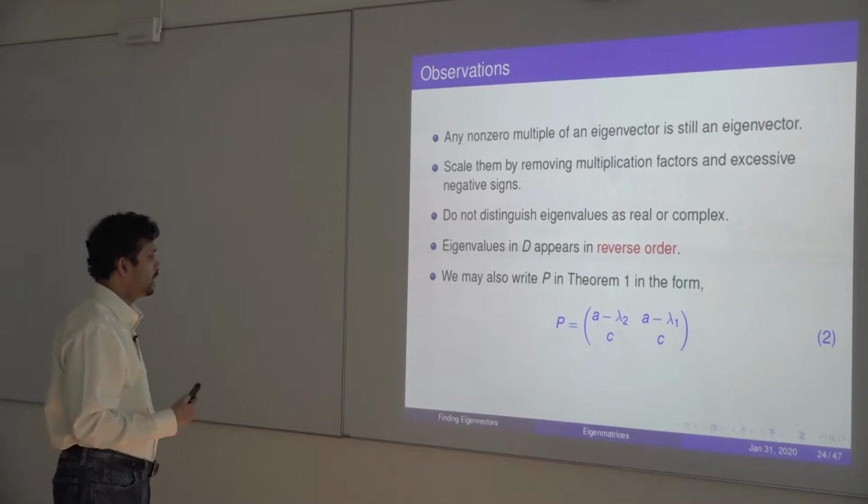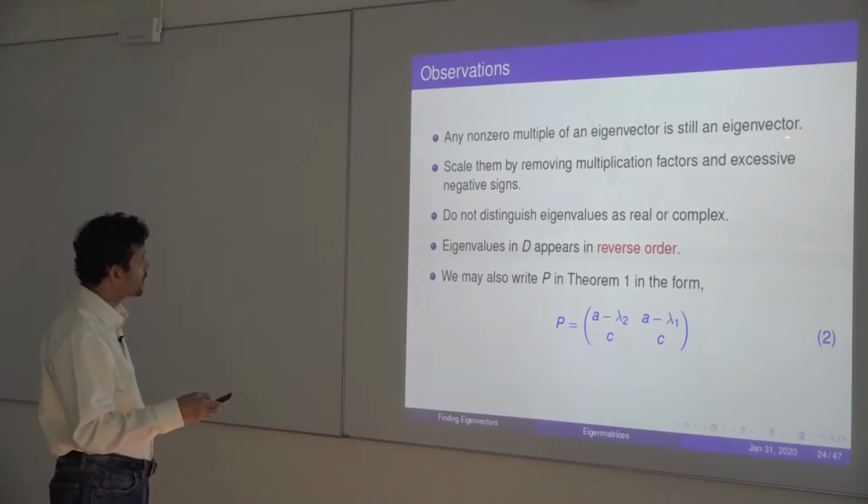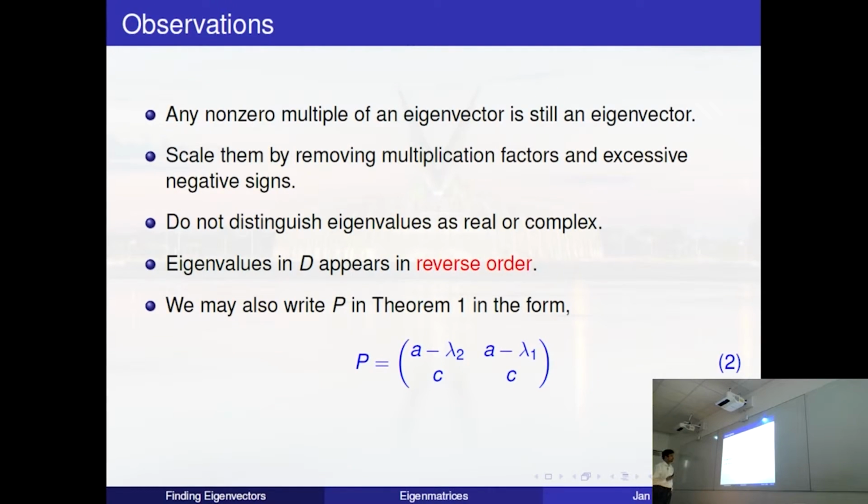And then we also know that there are some small related theories. Any non-zero multiple of an eigenvector is still an eigenvector. What we normally do is scale them by removing extra negative signs or fractions, just to make it easy to work with. Also, there is no distinction between real and complex eigenvalues. It still works. And one of the interesting things is that the eigenvalues appear in reverse order. So you have to switch the two, because you always subtract the complementary eigenvalue.